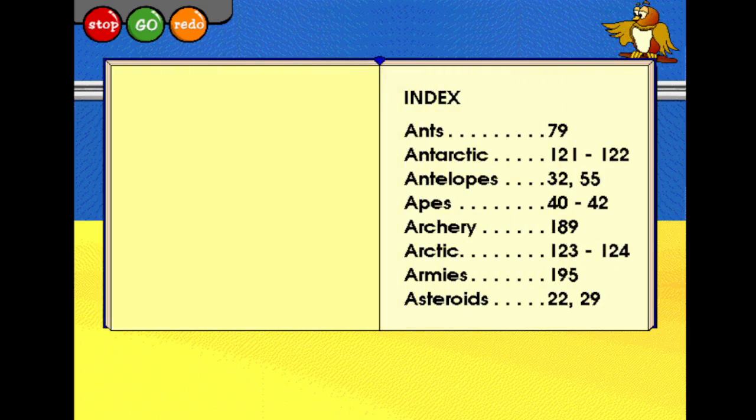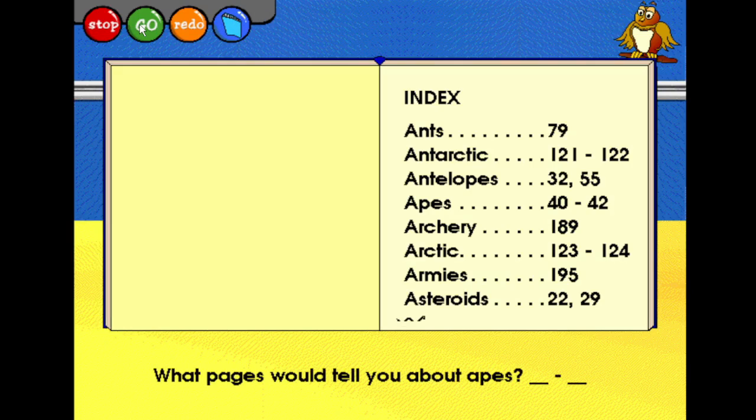Read through the index carefully and answer the questions. Type the number or numbers. You can click on the book to have the index read. If you would like the question read, click on the question. What pages would tell you about apes? 40 to 42.